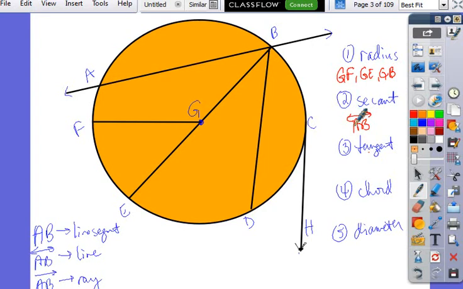A tangent hits it one time. CH. It's got to be ray CH. And why does it have to be CH? Because C is the one that has the point, so the C has to come first. Now chord, we've got a few different chords. Give me one. AB, BD, all right. Segment AB, BD, and BE. All of those are chords. Now of those chords, which one is also a diameter? BE or EB, it doesn't matter.